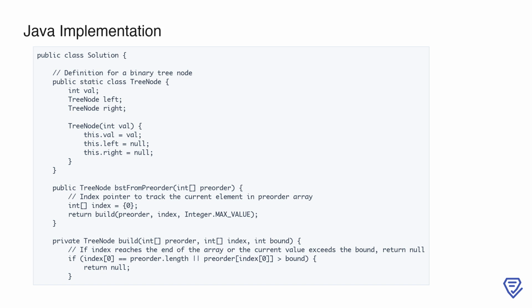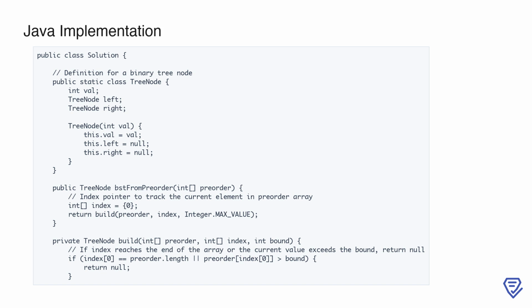Next, we define the main method, BST from preorder, which takes an array representing the preorder traversal of the binary search tree. To help us construct the tree, we use an index array as a pointer to track the current position in the preorder array. The method then calls a helper function, build, which recursively constructs the tree.